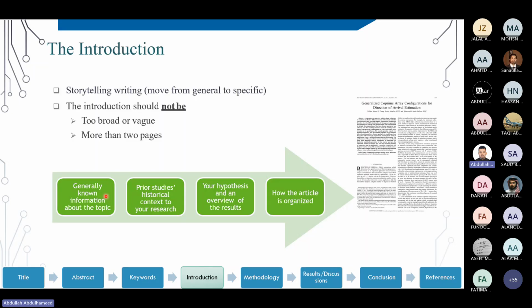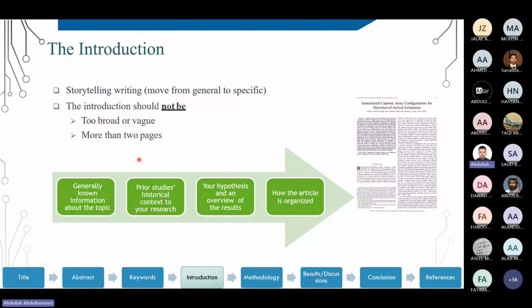And then after that, you will start writing about your hypothesis, and also an overview of the result. You will start to talk about what you are doing in this paper. And at the end, how the article is organized. You want to tell the readers how you structure your article. I mean the remaining, of course, because now you are in the introduction. What is the remaining? You have the methodology, and you have the result. You want to tell people how you proceed after the introduction.